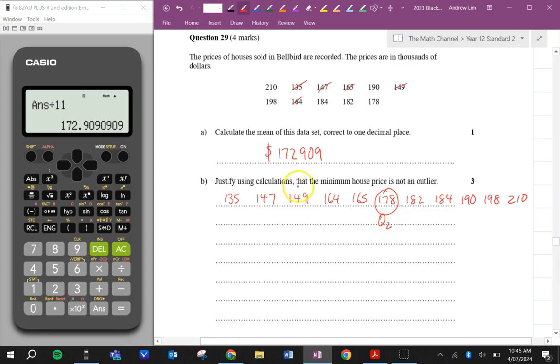And therefore, 1, 2, 3, 4, 5 plus 1 is 6, divided by 2 is 3. 1, 2, 3, this is my quartile 1. And 1, 2, 3, this is my quartile 3.